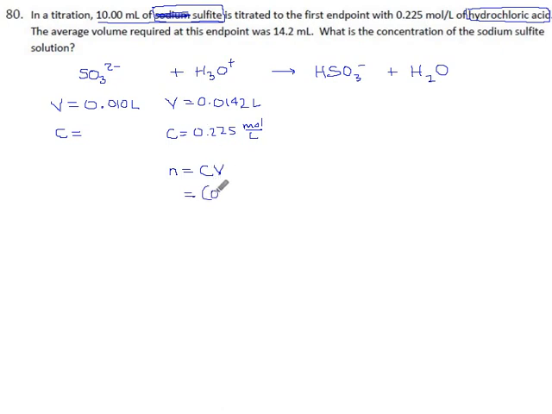C is 0.225. V is 0.0142. And the calculation occurs, and I get my number of moles for the H3O is 0.003195.